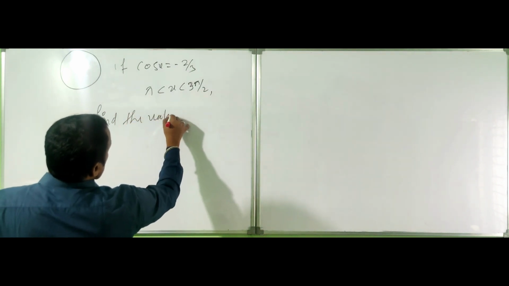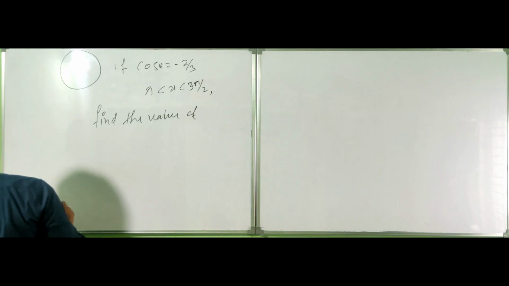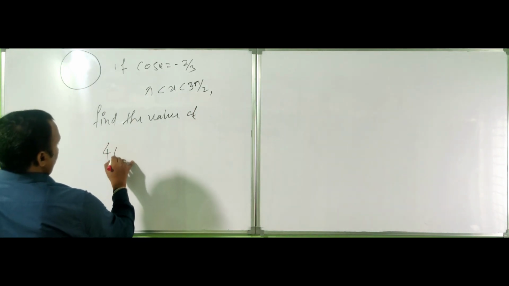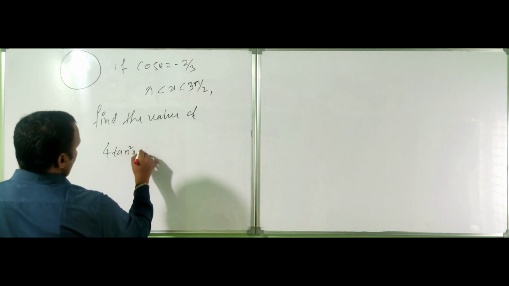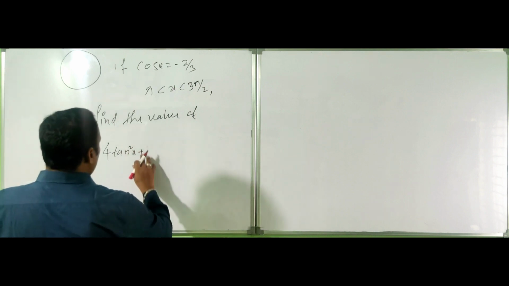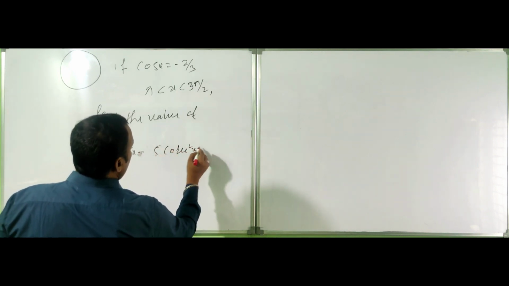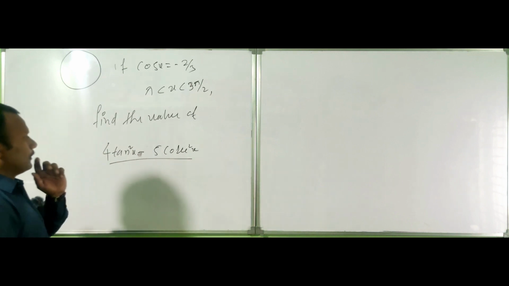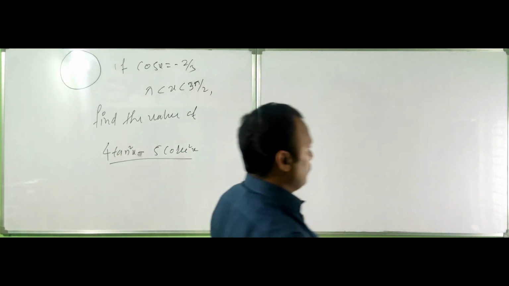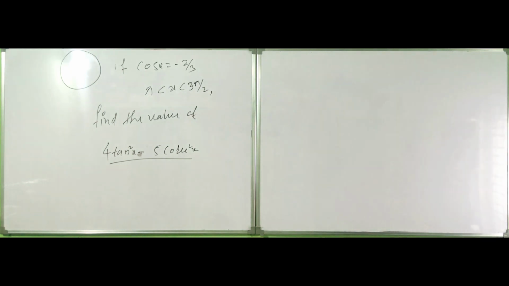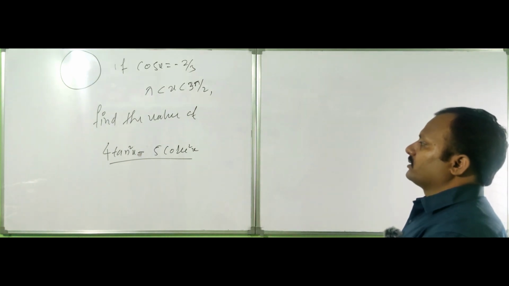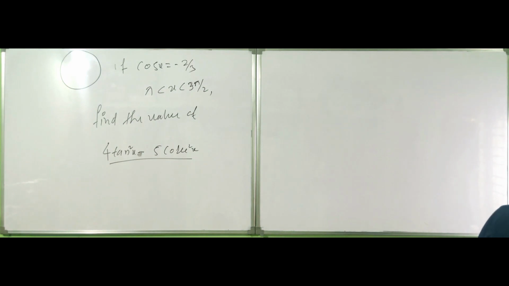Find the value of 4 tan square x minus 5 cosecant square x. They given only cos x is equal to minus 2 by 3. Okay, sir, from there I have to find the sin x first, because you don't know the relation between cos x and tan x at this point.